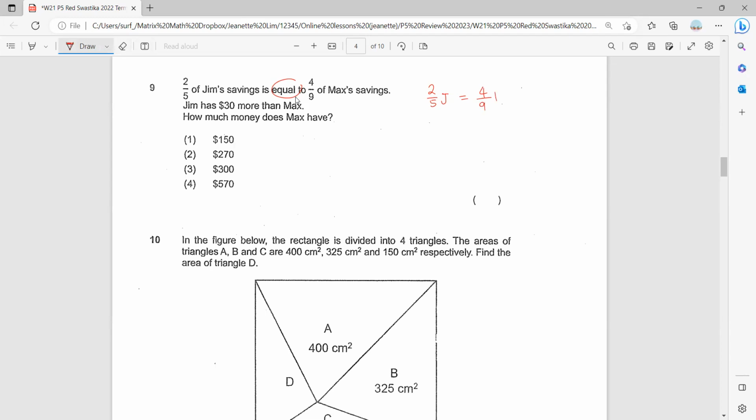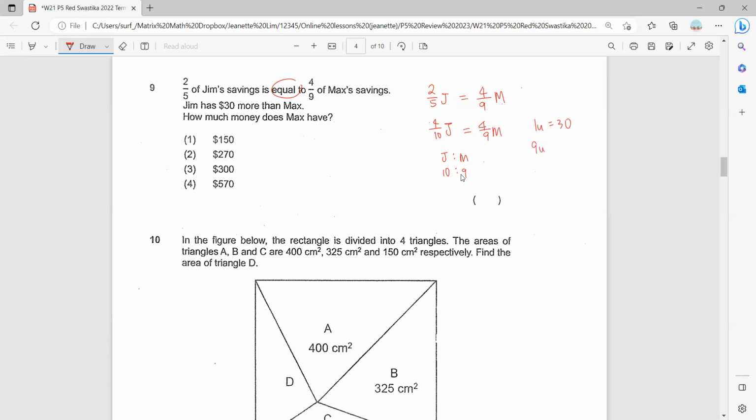In equivalent proportion, we need to make the numerator the same. So for the first fraction, I will change it to 4 at the top. So I times 2. So this is 4/10. Equivalent proportion means make the numerator the same. Now, after the numerator is the same, I can say that the ratio of J to M is 10:9, following the denominator. You read the question, Jim has $30 more than Max. Jim has 1 unit more than Max, so 1 unit is $30. How much does Max have?